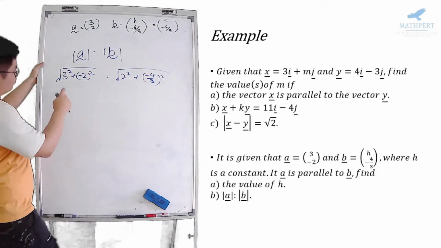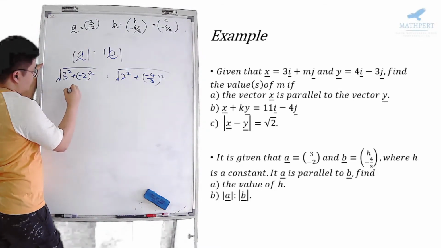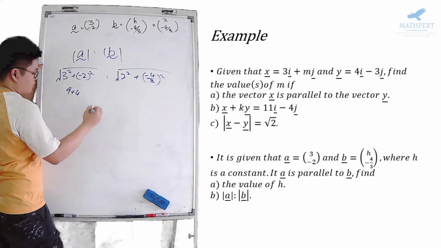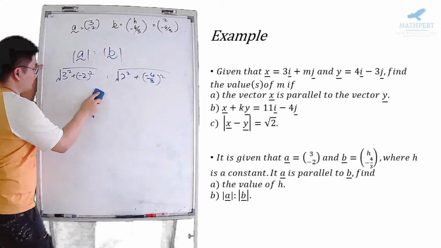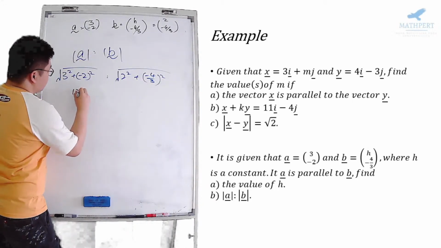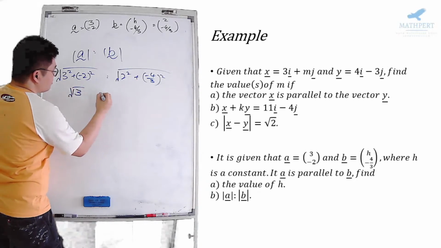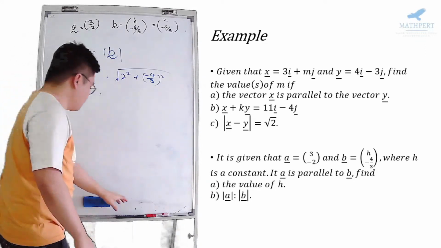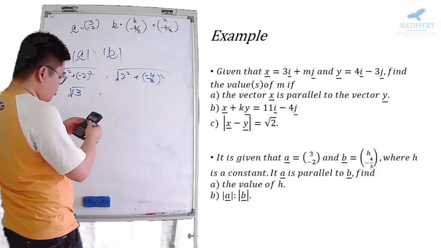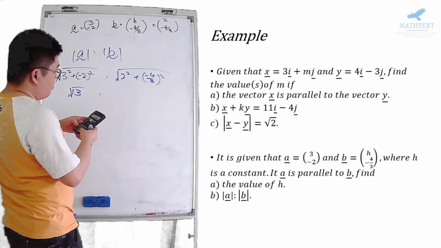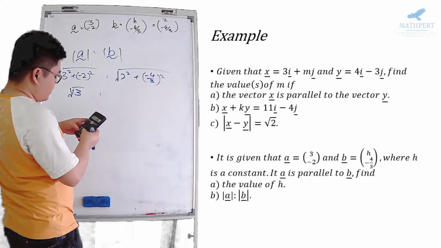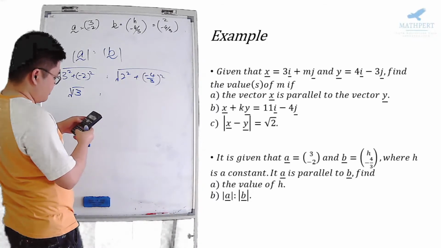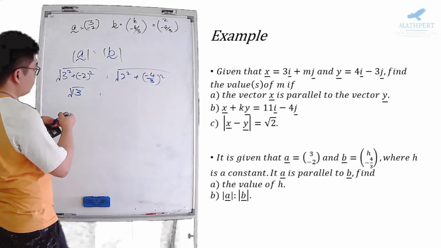Okay? So this will be 9 plus 4. 9 plus 4 is 13. Okay? Square root 13. This is 2 square will be 4. 4 over 3 square will be 16 over 9. 4 plus 16 over 9 is 52 over 9.